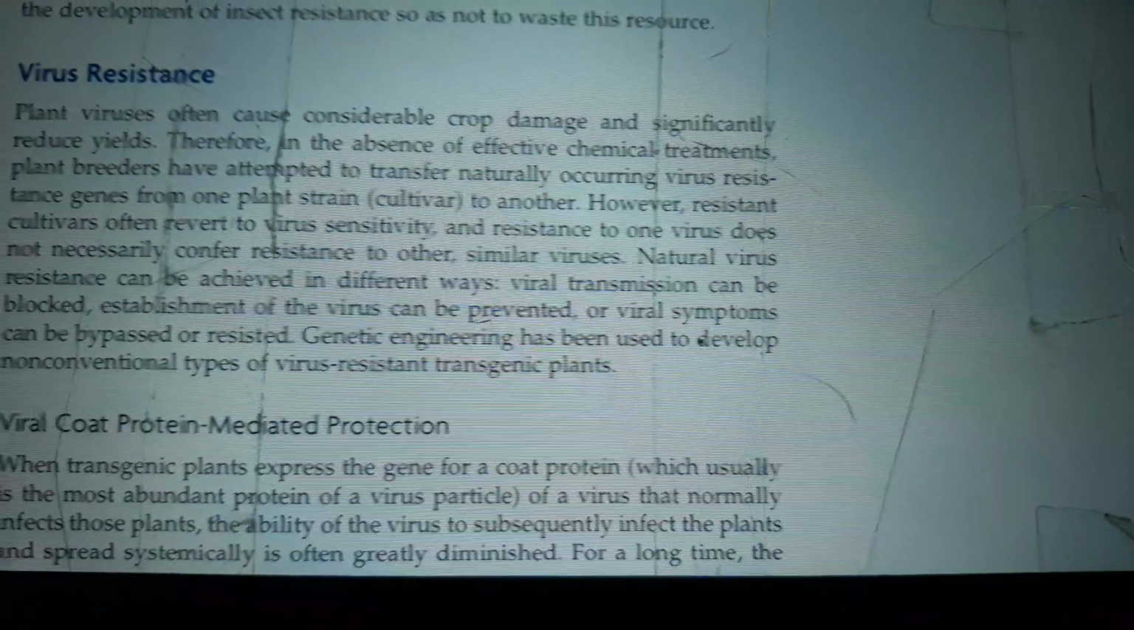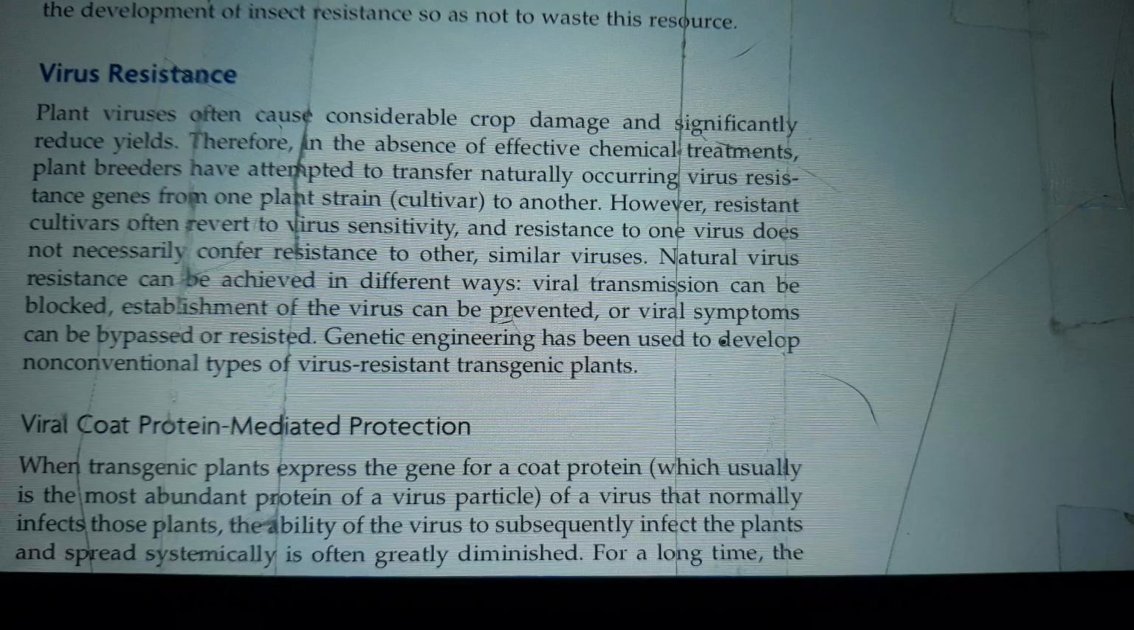Now, plant viruses often cause considerable crop damage and significantly reduce yields. Therefore, in the absence of effective chemical treatments, plant breeders have attempted to transfer naturally occurring virus resistance genes from one plant strain or cultivar to another. However, resistant cultivars often revert to virus sensitivity, and resistance to one virus does not necessarily account for resistance to other similar viruses.